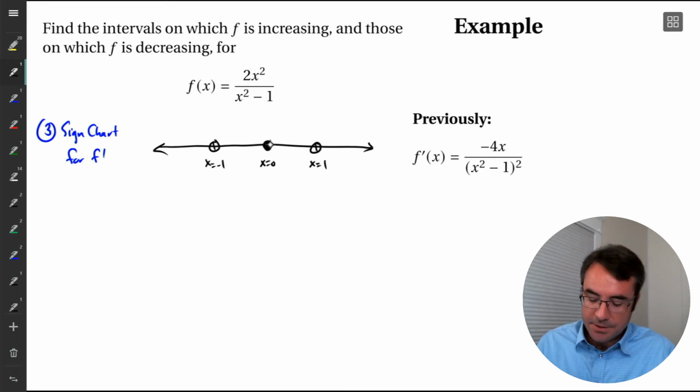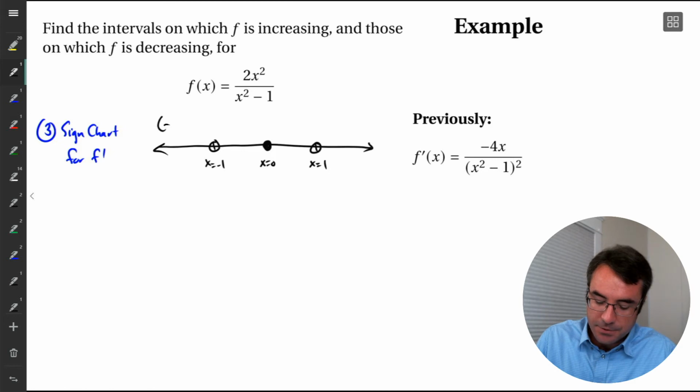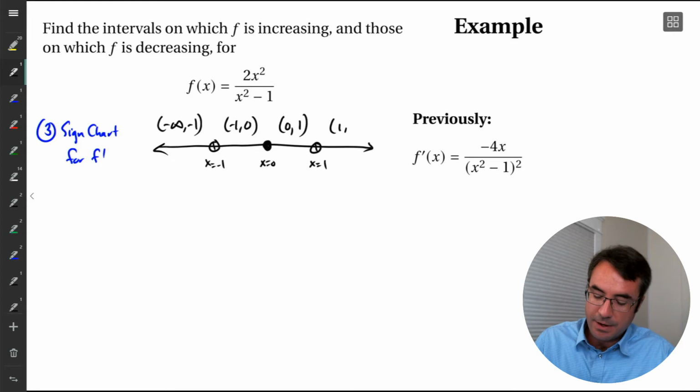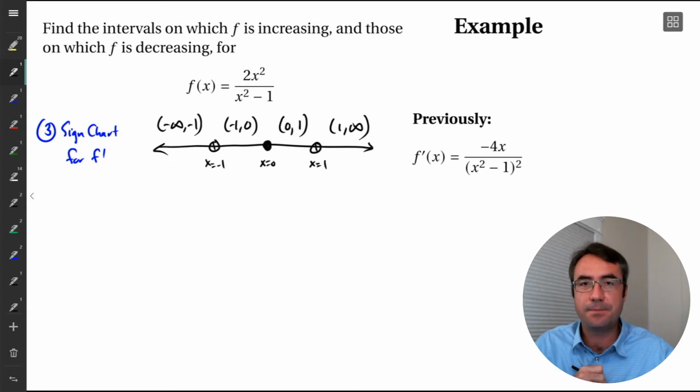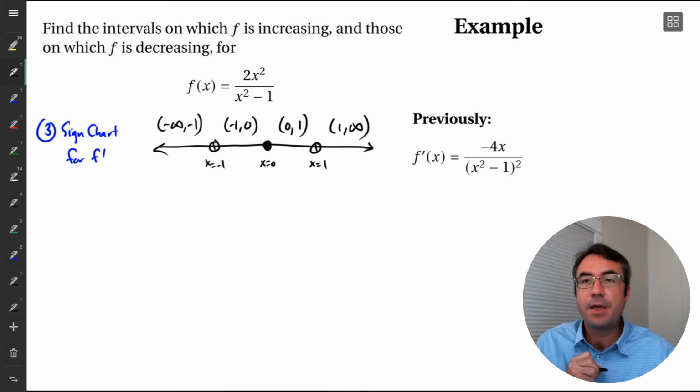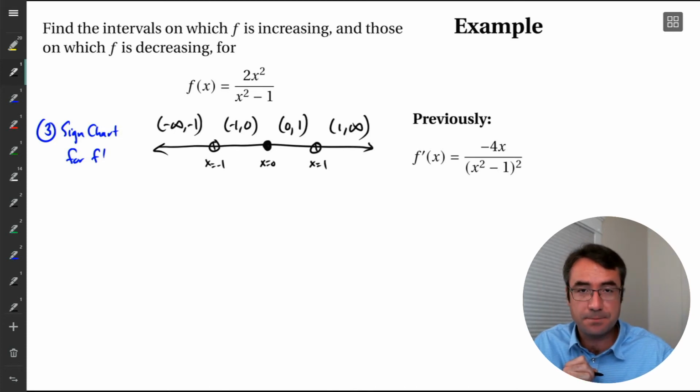And so what these 3 x values do is they split up our number line into intervals. So we're going to have this interval from minus infinity to negative 1. We'll have the interval from negative 1 to 0, we'll have the interval from 0 to 1, and then we'll have the interval from 1 to infinity. And what we're going to do is check the sign of f prime on each of those intervals.